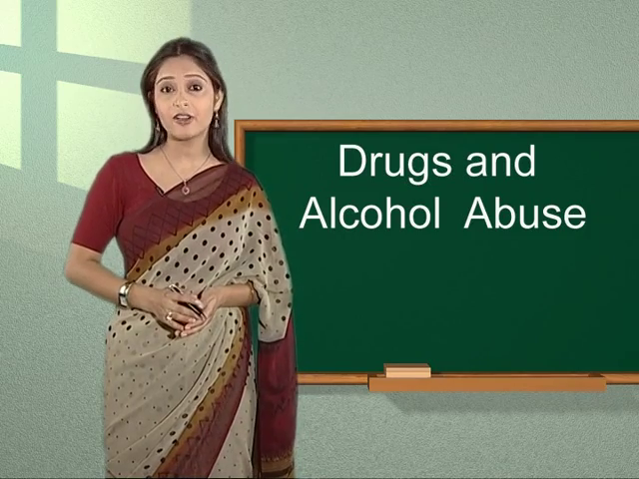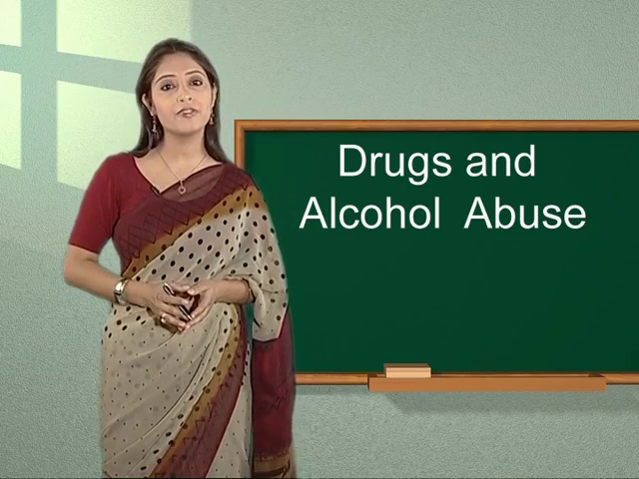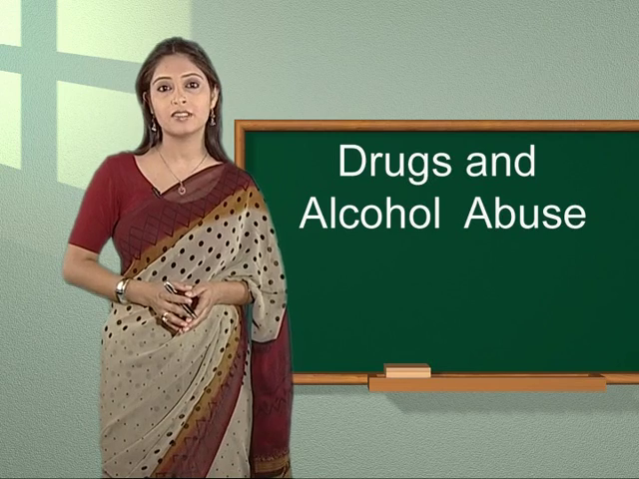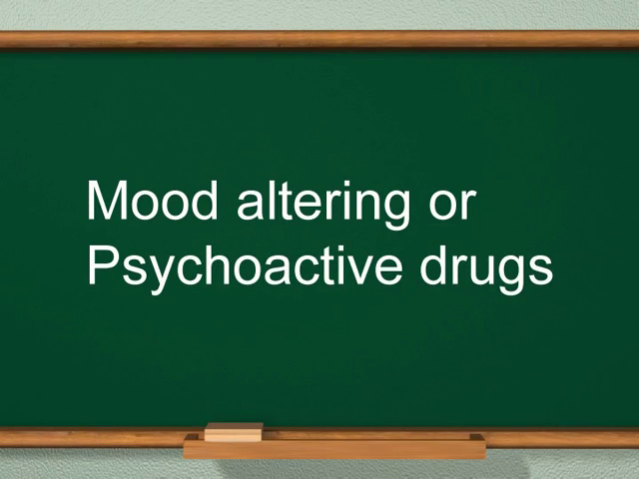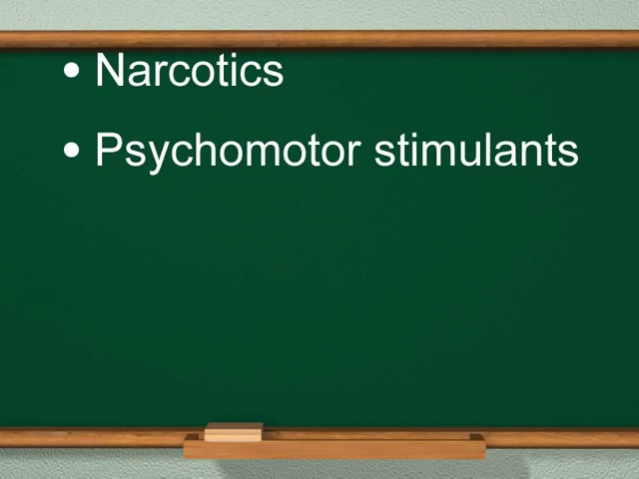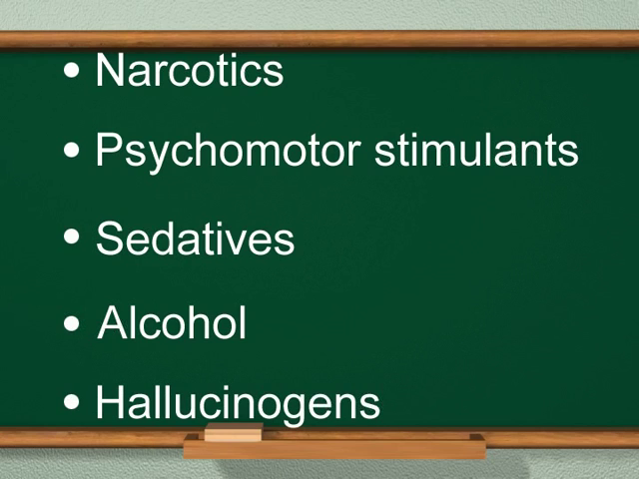Some drugs in high concentration and frequent use act on the brain and change the behavior and consciousness of an individual. These drugs are called mood-altering or psychoactive drugs. These include narcotics like opium, psychomotor stimulants like cocaine, caffeine, nicotine, and amphetamines, sedatives like barbiturates, alcohol like whiskey, hallucinogens like cannabinoids and phencyclidine, etc.